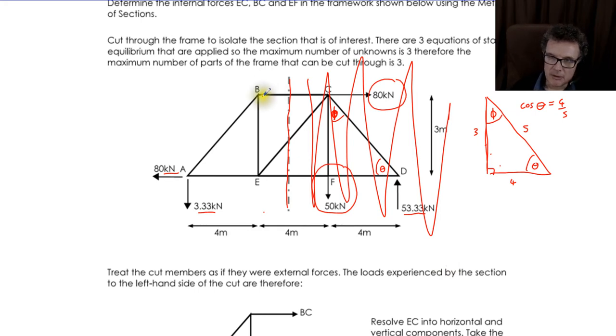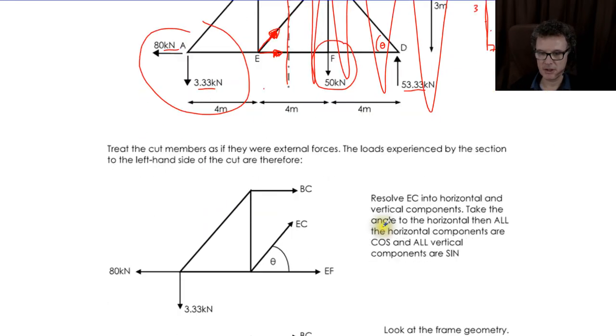So we get rid of that, and then the next thing is we're going to replace these members. So we've cut through the members and we're exposing their internal forces. And we're going to treat these internal forces just as if they were external forces, if that makes sense. So these forces now are the 3 forces that need to balance these forces here. So that's what we're doing next stage. So we've cut through the framework and we've exposed those internal forces.